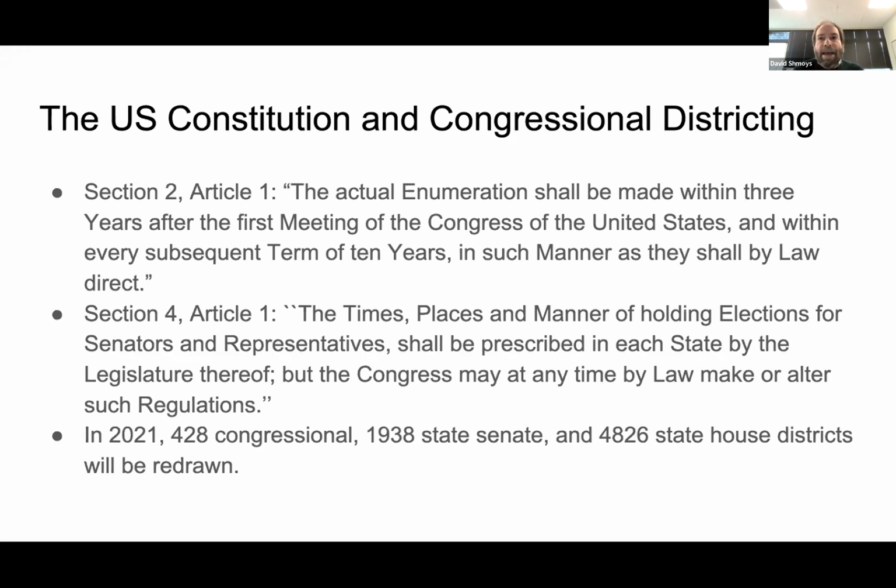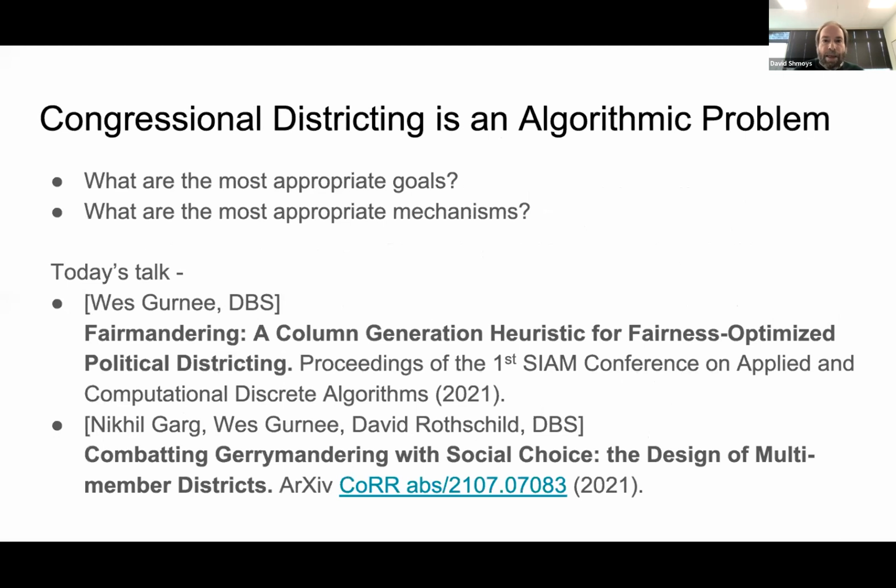And this means that in 2021, there will be 428 congressional districts drawn, 1,938 state Senate, and 4,826 state House districts that will be redrawn, by a collection of different rules that apply state by state. And this is an algorithmic, a data science, a data-driven question. One wants to take a step back and ask what are the most appropriate goals and what are the most appropriate mechanisms of doing this?